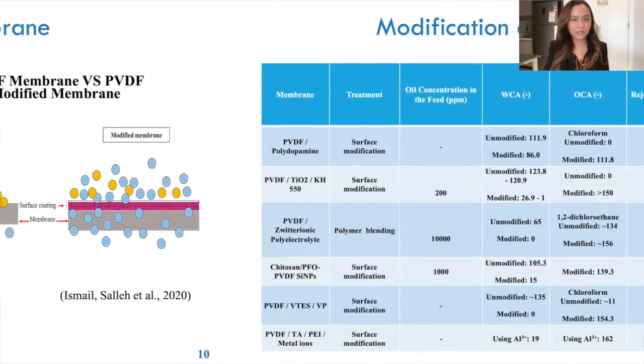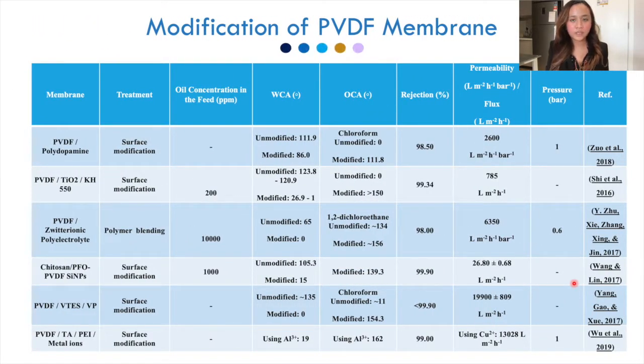This is the summarized table of my literature review. In general, from this table, it can be observed that all of these researchers are attempting to improve the performance of PVDF membrane by adding some additives, for instance, polydopamine, titanium oxide, zwitterionic polyelectrolyte, and different approaches will result in different values of permeability, rejection, oil contact angle, and water contact angle.